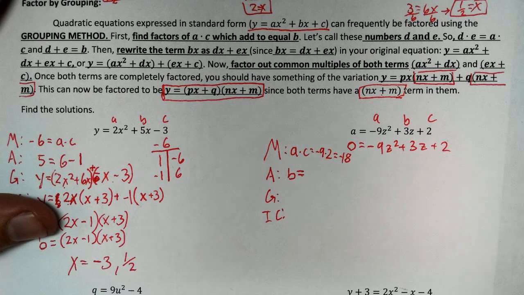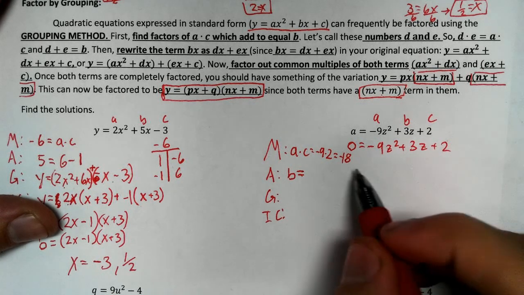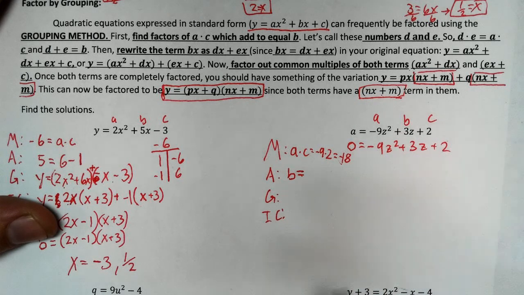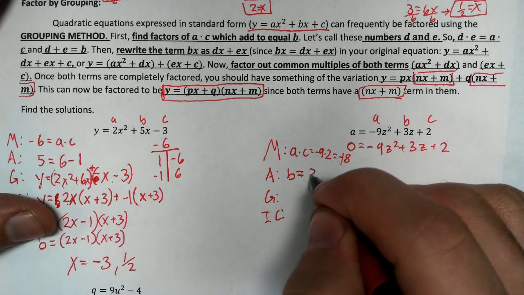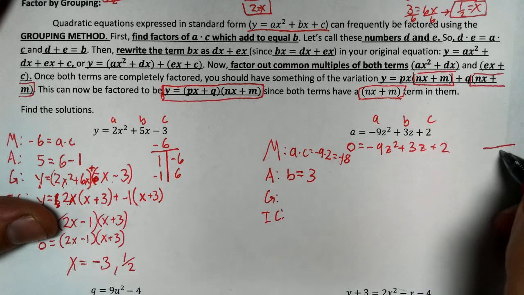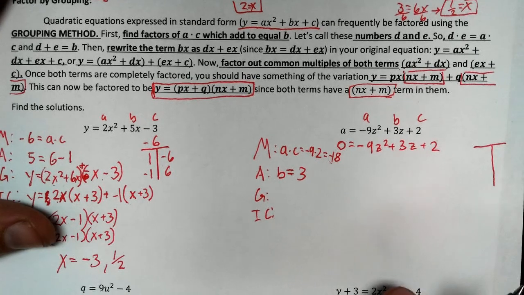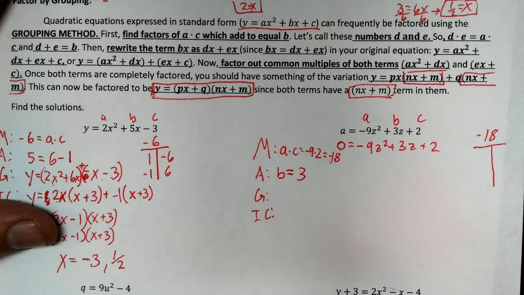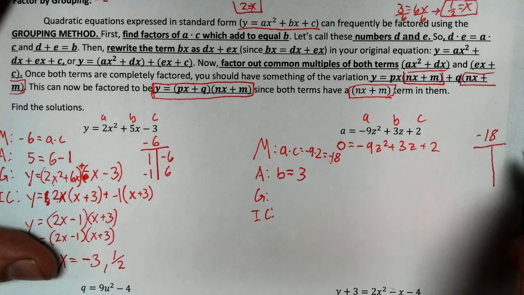Okay, what's going to add to b? So, looking for the two factors of -18 that will add to b. b is going to equal 3. So let's go ahead and I'll do my factors over here, looking for factors of negative 18. That's what a times c multiplied to, so looking for factors of negative 18.